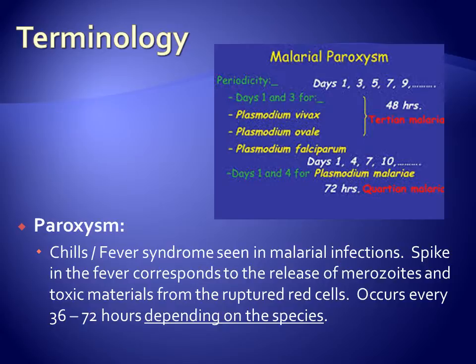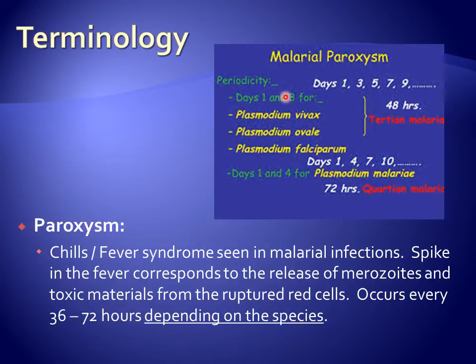Continuing on with our terminology, we're reminded that the paroxysm is the severe chills and fever that occurs in the patient. The paroxysm occurs when the red cells are actively lysing and releasing merozoites and the toxic materials that have been generated. The release of the toxic materials basically causes an immune response that is responsible for the chills and the fever. This paroxysm occurs about every 36 to 72 hours, depending on the species causing the malaria.